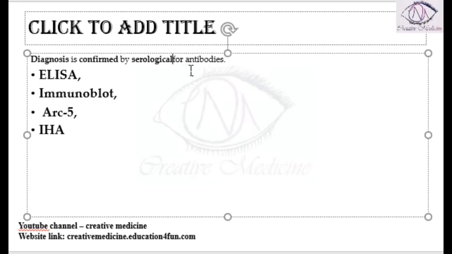Indirect hemagglutination assay, IHA, can also be done for the confirmation. That is, you can do ELISA, enzyme linked immunosorbent assay, immunoblot, ARC5, and indirect hemagglutination assay for finding out antibodies.